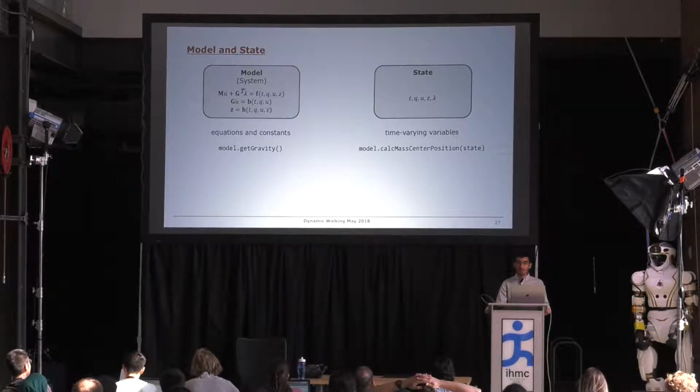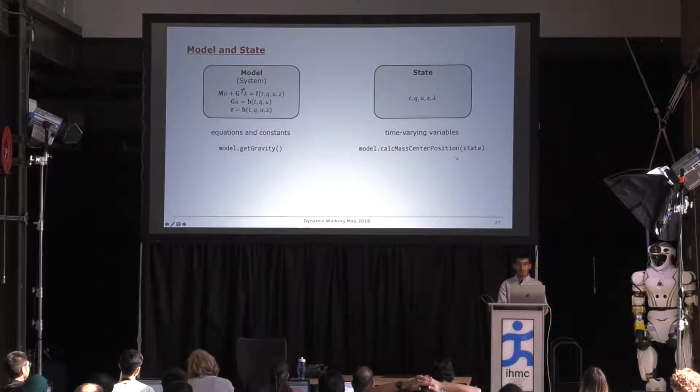So there are two types of methods in OpenSim that you might encounter, ones that take a state argument, like calc mass center position, and ones that don't. In this case, get gravity is returning a property of your system. It doesn't depend on your state, that's constant. In this case, that's the acceleration due to gravity. But methods that take a state like this, in this case, we're returning the position of the center of mass of the system, which is a function of the generalized coordinates, and so that's a function of the state.